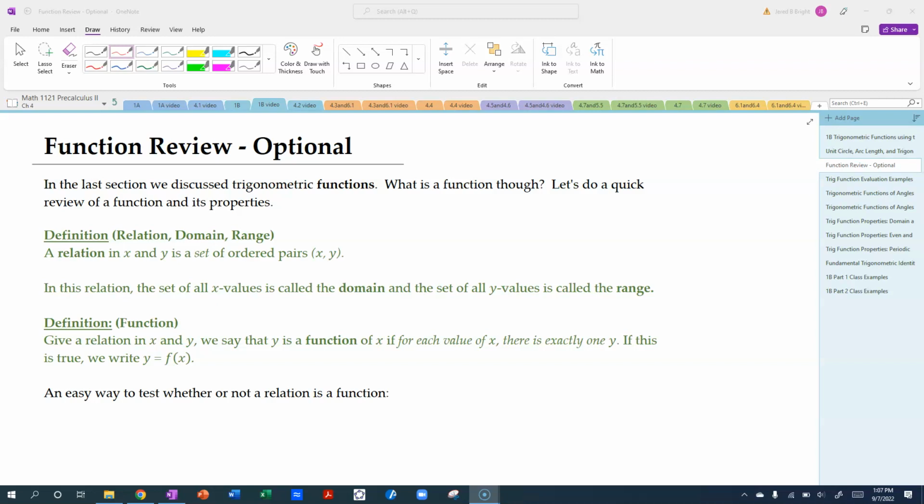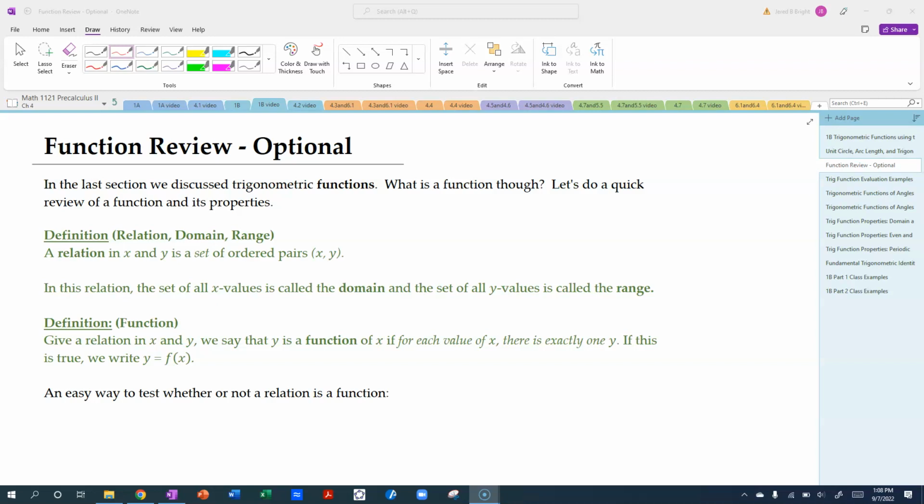Again, in the other videos, you may have heard trigonometric functions, and you're like, oh, I haven't talked about functions in a while. What is all that stuff about? So here we go. A function we can talk about, but even before that, we need to talk about some precursor terminology, and that is relation, domain, and range.